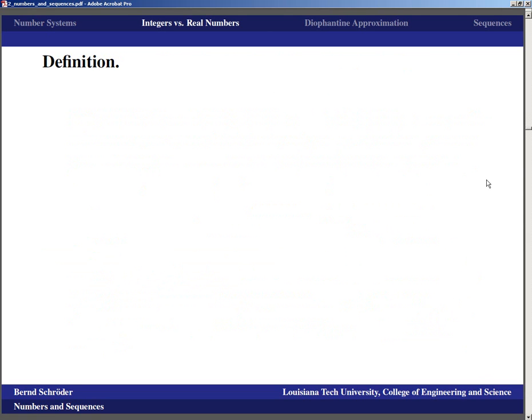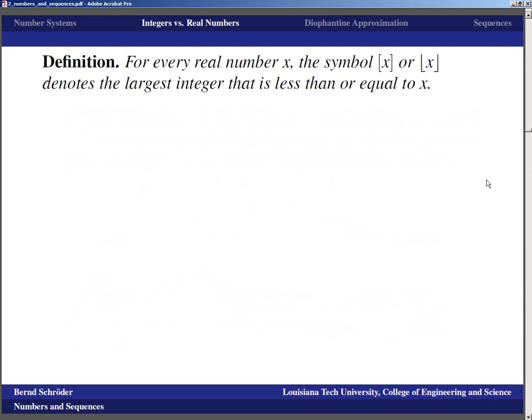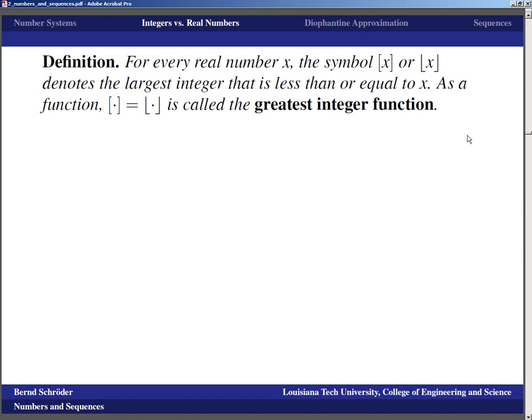All right, now let's see what we can do with real numbers. Basically, for every real number, the symbol bracket x, or floor x, denotes the largest integer that is less than or equal to x. So if you think of a real number as a decimal, then floor x just cuts off the decimal part. And as a function, this is called the greatest integer function. It's a very common function to work with.